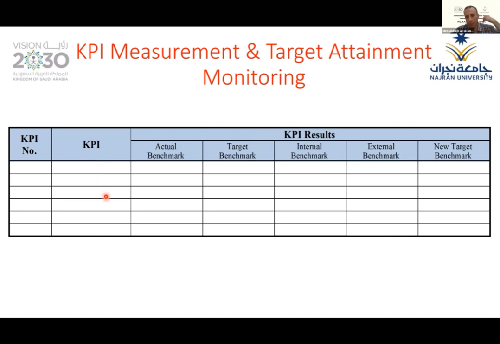Okay, in our program, the actual benchmark is the actual data that we get from the assessment of the KPI. For example, how many publications per year for the faculty member? For example, we said 1 to 3. This is the actual data that we get for this year. When we collect the data, we find the average based on calculation, that each faculty has 3 publications, for example. This is the actual data we get from our results.